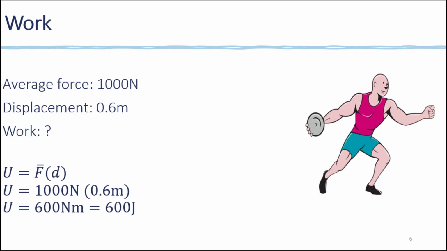If we just plug those numbers into our work equation, we get 1,000 newtons times 0.6 meters. That's the displacement. So we see that the discus thrower did 600 Newton meters or 600 joules of work on the discus.